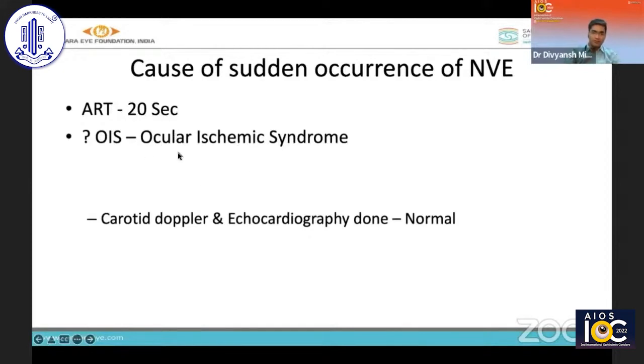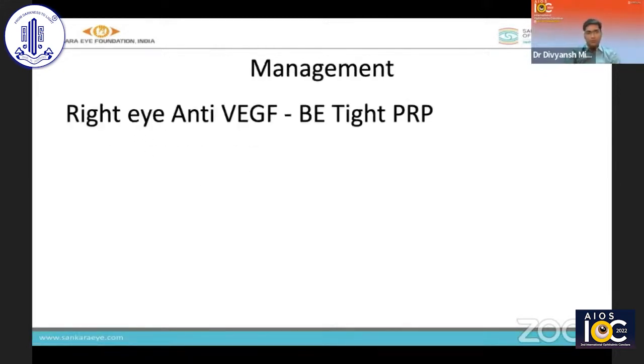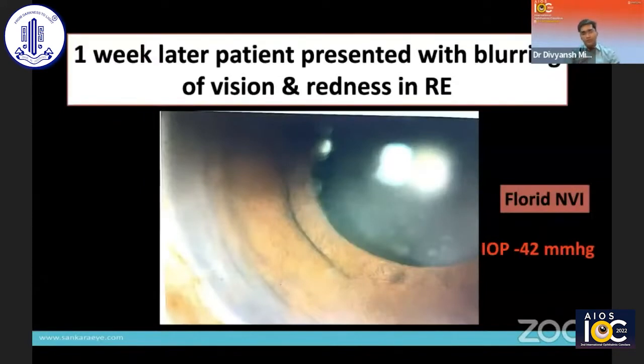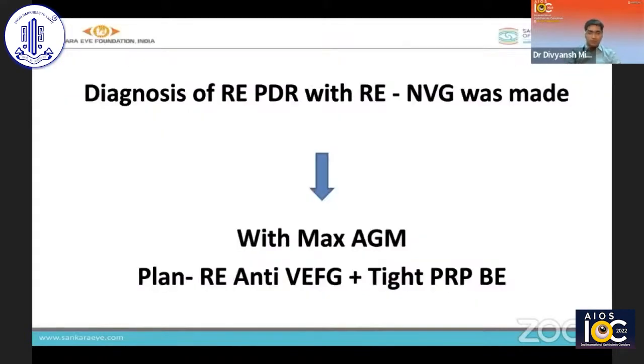The ART was a little high, so we worked up to rule out ocular ischemic syndrome, but the carotid Doppler was normal. So we thought of treating, but within 1 week, before we gave the injection, the patient again came to us with high pressures and neovascularization of the iris. So at this point, we gave him all the anti-glaucoma medications and then started treating.